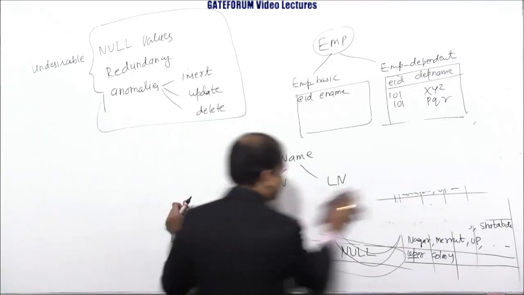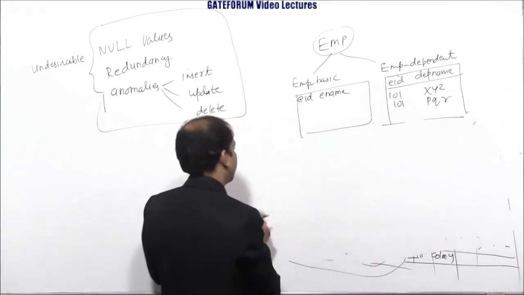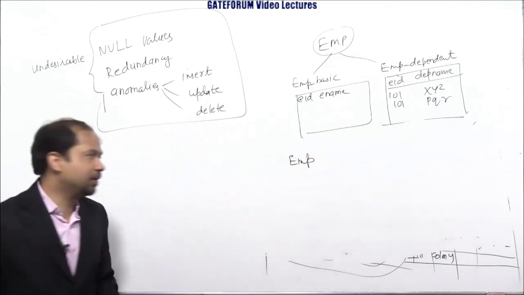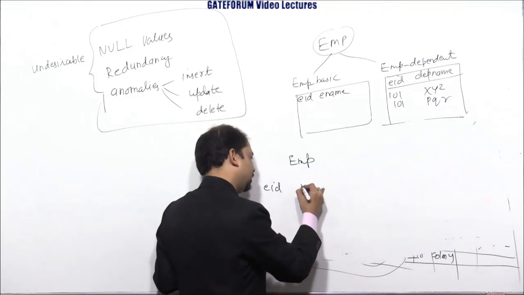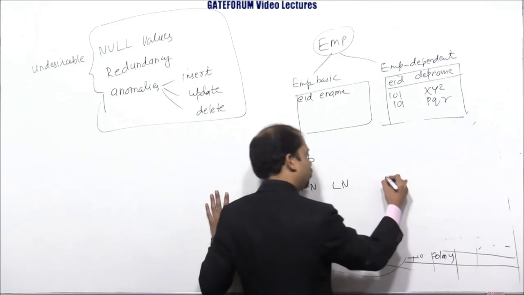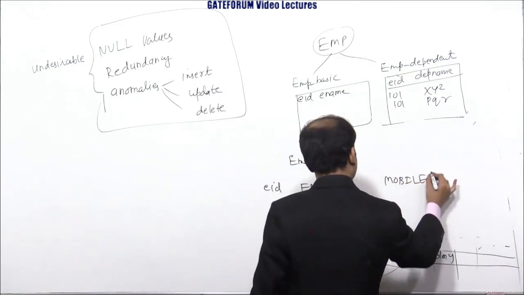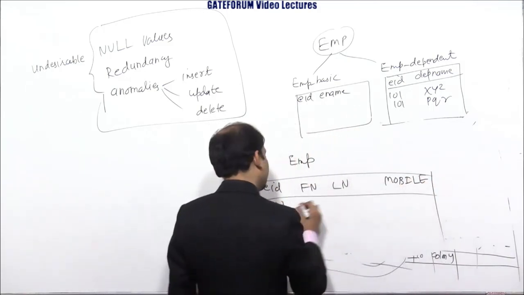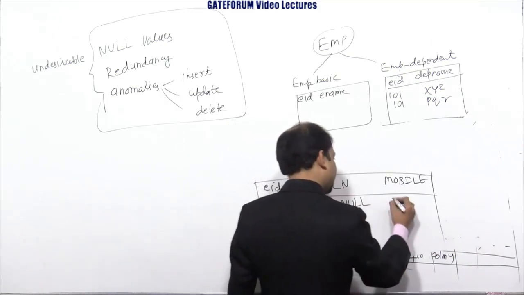Suppose we have an employee table. See, null has to come. We cannot say no null value. Null will come because of the situation. Suppose the columns are employee ID, first name, last name, and mobile number. Suppose for a particular employee, 101, the first name is ABC. Here it is null. Here it is null.